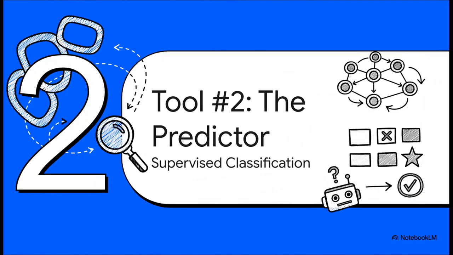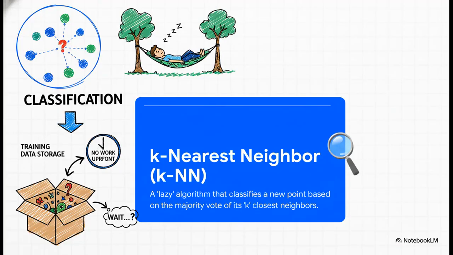All right, we've sorted our data into groups. Nice. Now it's time to actually make some predictions. And this brings us to tool number 2 in our kit, the predictor. Here, we're shifting gears a bit. We're moving away from that unsupervised discovery and into supervised learning. This is where we actually teach the machine using labeled examples. The technical term for this is classification.